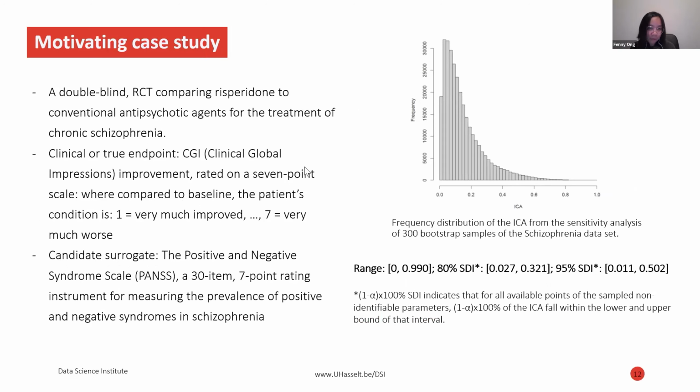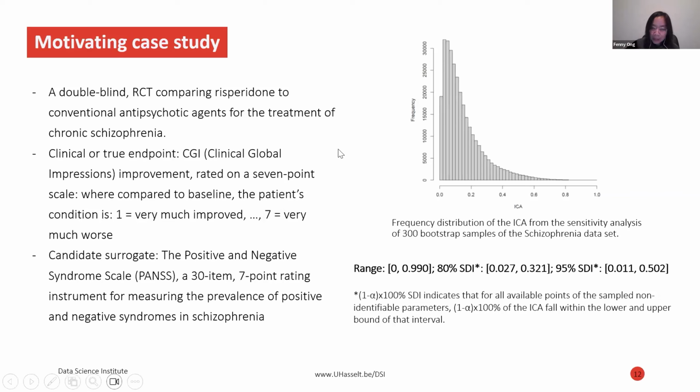But here, for the sake of illustration, we assume that the clinical or the true endpoint is the so-called CGI, or clinical global impression, which we dichotomize. And the candidate surrogate will be the positive and negative syndrome scale, or PANSS.